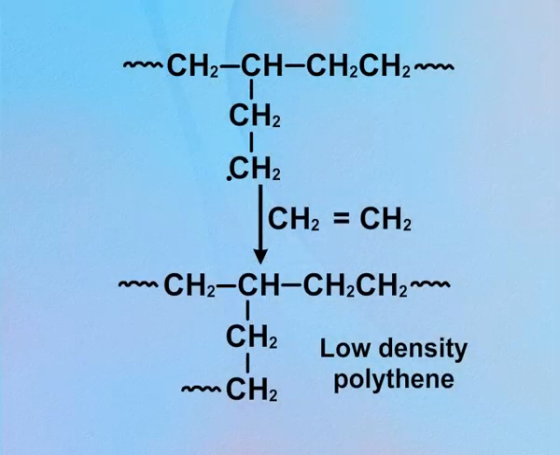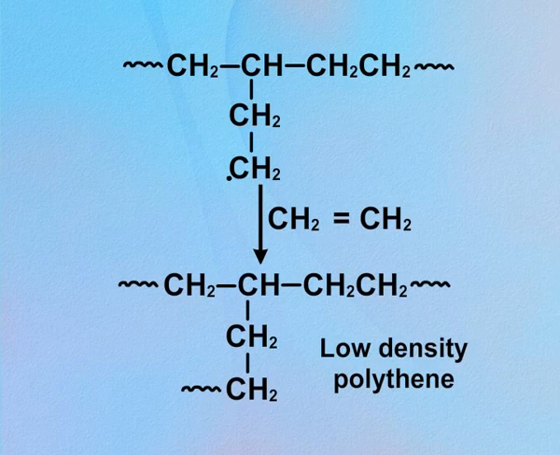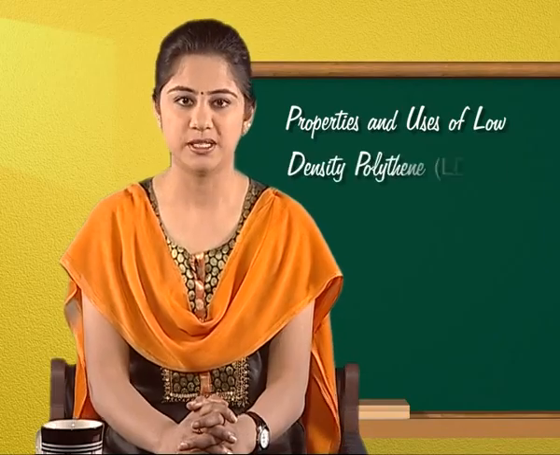These branched polyethylene molecules do not pack well and hence this type of polyethylene has low density and low melting point. That is why polyethylene prepared by free radical polymerization is called low density polyethylene. Let us now learn about properties and uses.